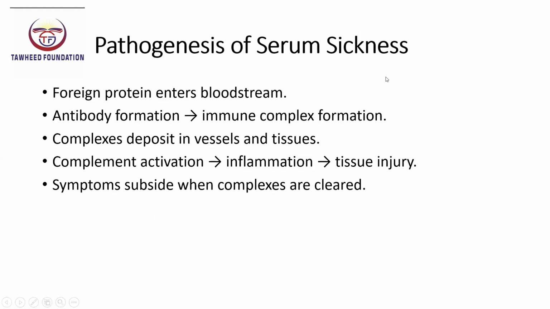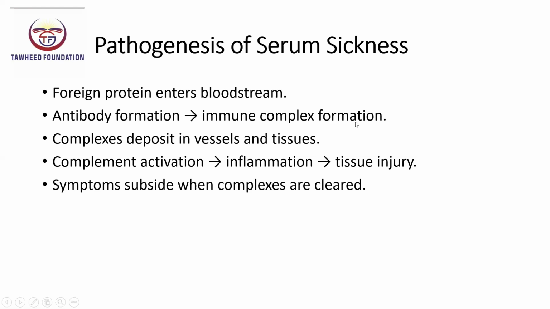Next is pathogenesis of serum sickness. The mechanism starts with entry of foreign proteins into the bloodstream, which are recognized as antigens. The body produces antibodies that form immune complexes.